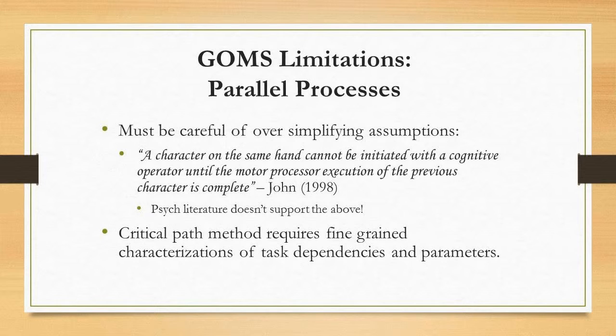GOMS limitations: parallel processes. Must be careful of oversimplifying assumptions. A character on the same hand cannot be initiated with a cognitive operator until the motor processor execution of the previous character is complete. John, 1998: psych literature doesn't support the above. Critical path method requires fine-grained characterizations of task dependencies and parameters.